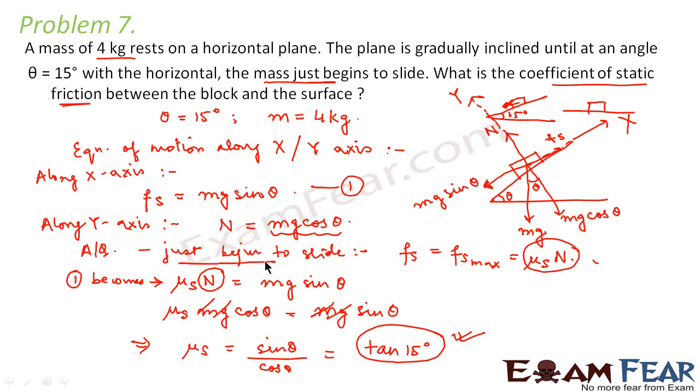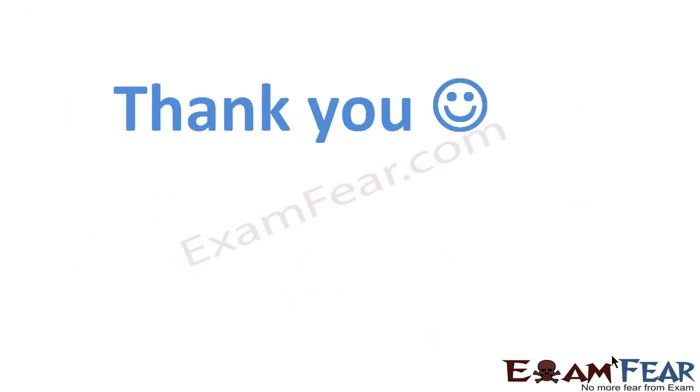Since this body just began to slide, the value of the static frictional force was its maximum value or limiting value, which is mu s into n. So we just substituted the value, and from these two equations we were able to find out the value of mu s. So I hope now things are getting clearer to you. Whenever a body is moving, we write the equation of motion as the net force acting on the body is equal to mass into acceleration. When a body is at rest, the sum of all the forces acting on the body should be equal to 0. Thank you.